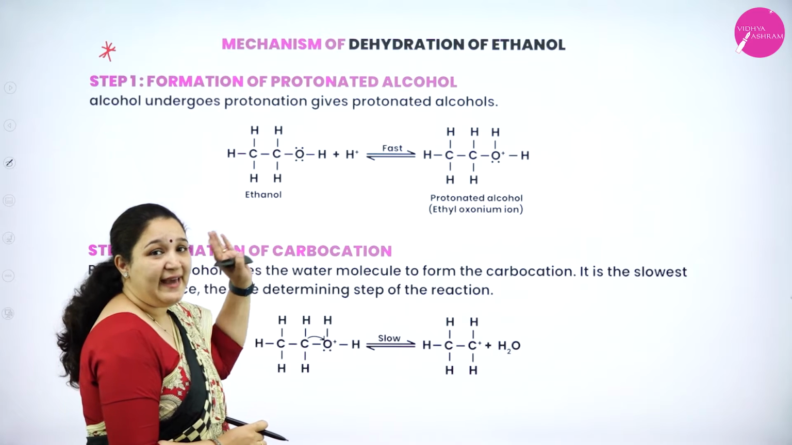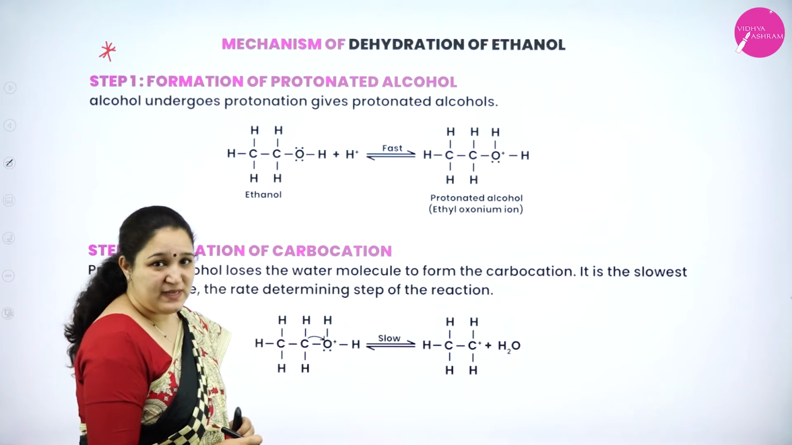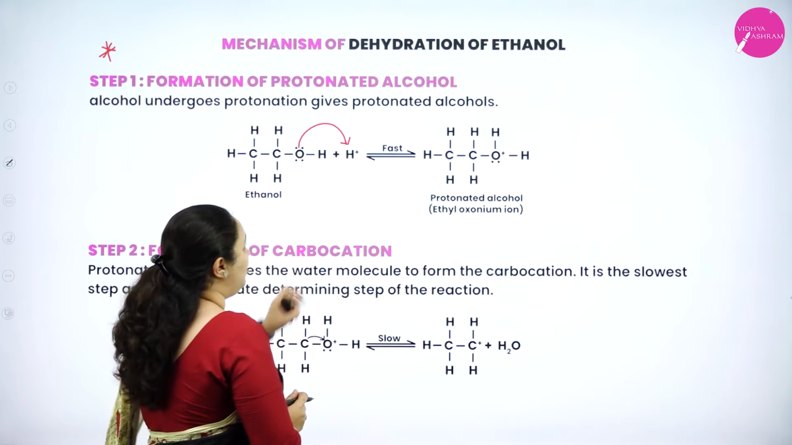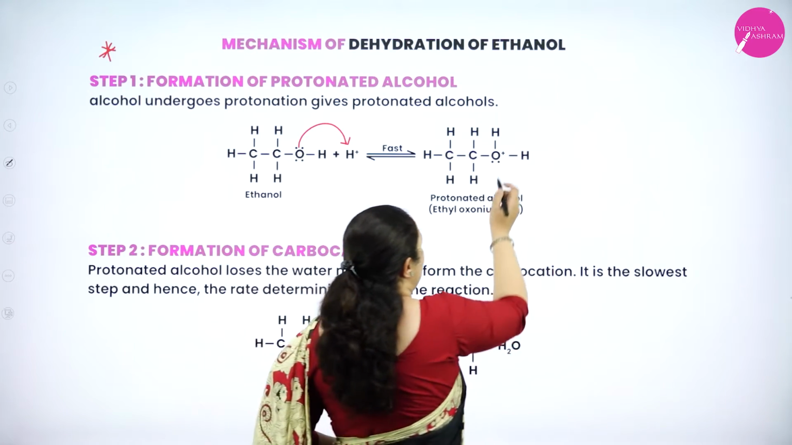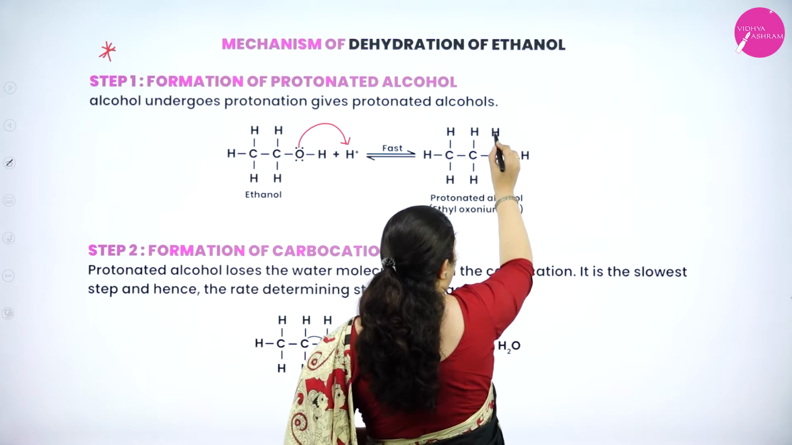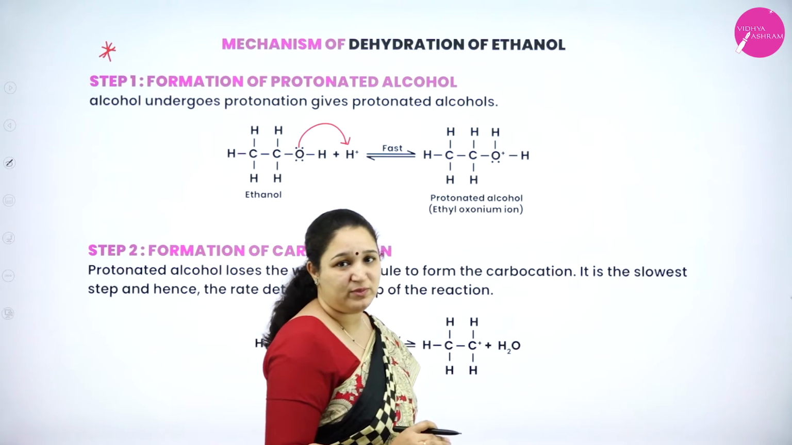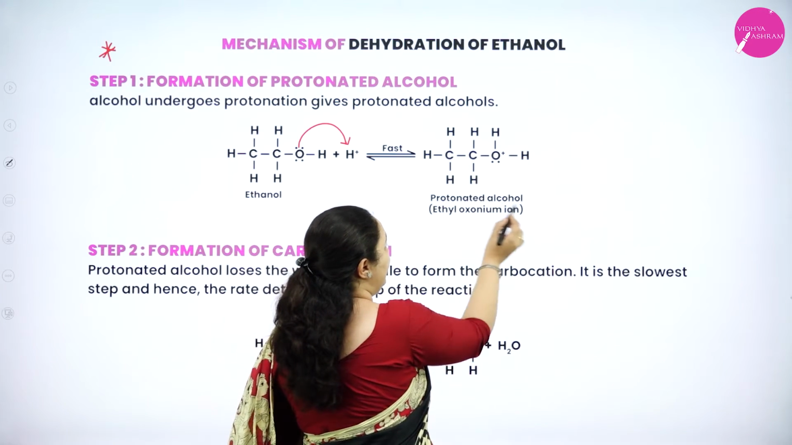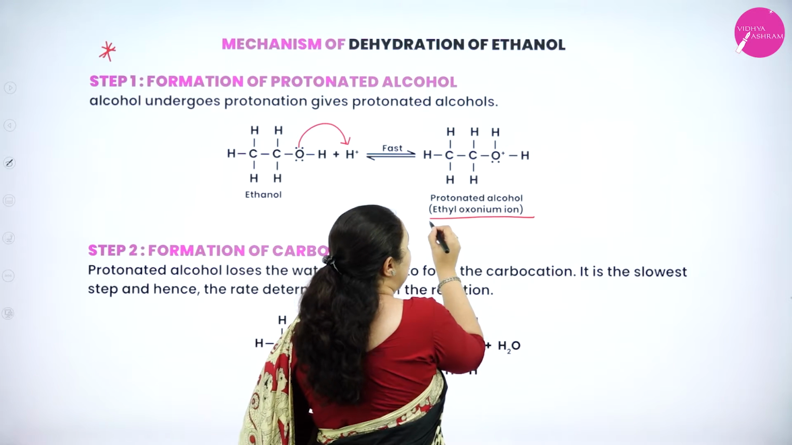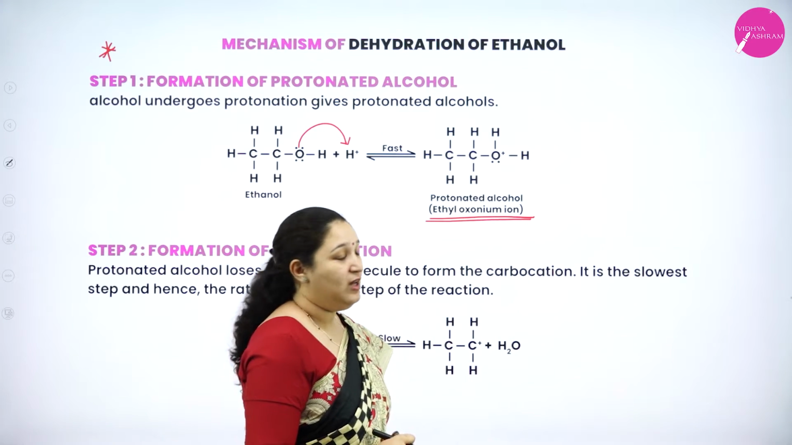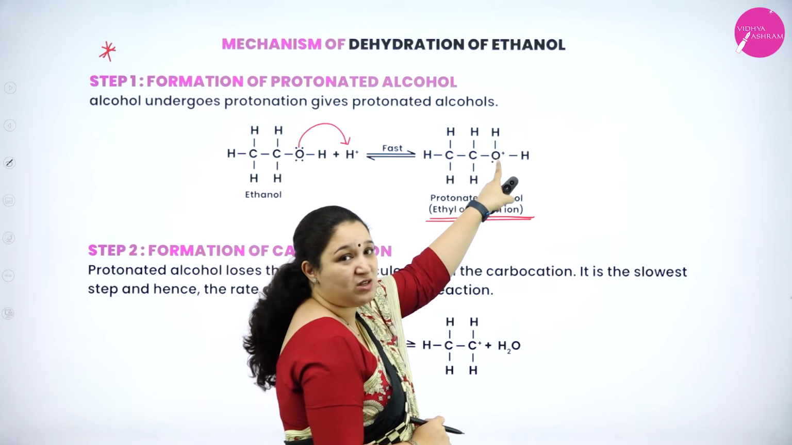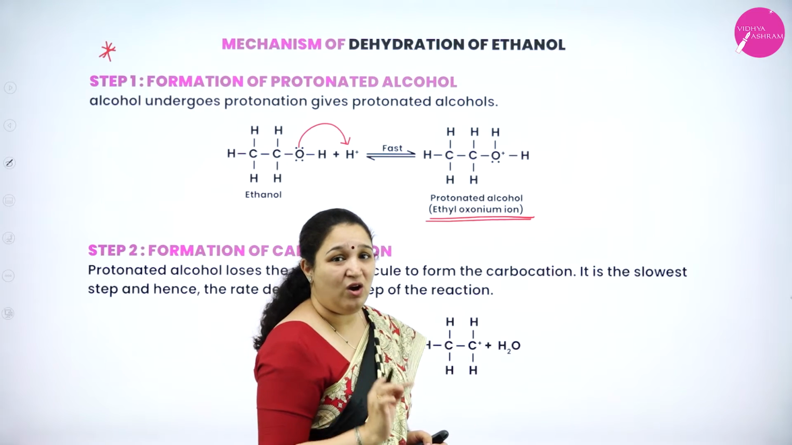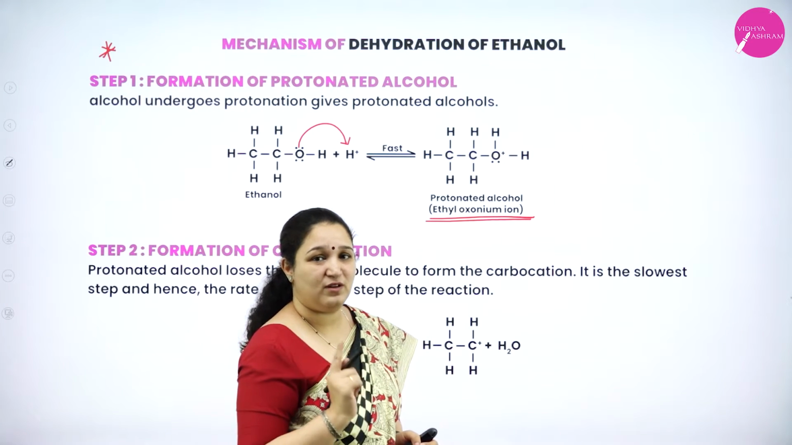So ethanol will take up an H plus ion. How? By donating an electron pair to the H plus ion, you can see oxygen will get a positive charge and an oxygen-hydrogen bond is formed. Correct? And because it has a positive charge, we call it protonated alcohol, or precisely ethyl oxonium ion. Why oxonium ion? Because oxygen has a positive charge and there is an ethyl group. So ethyl oxonium ion is formed. First step.